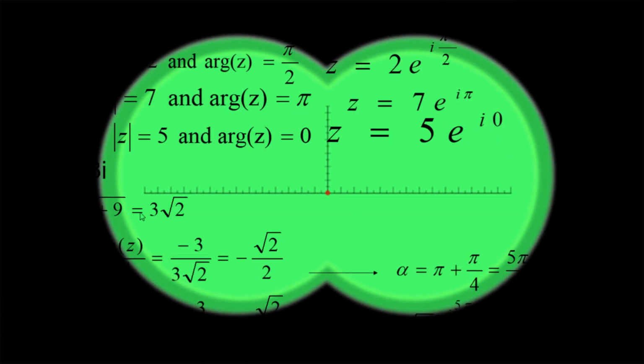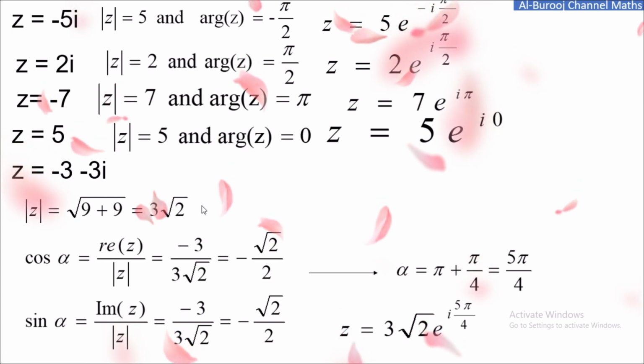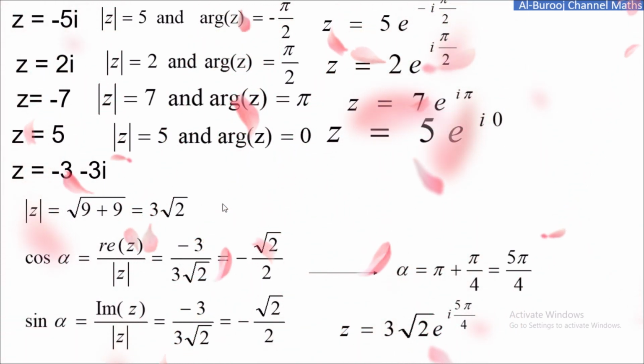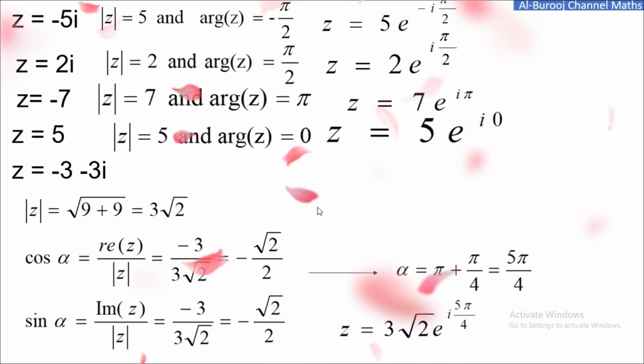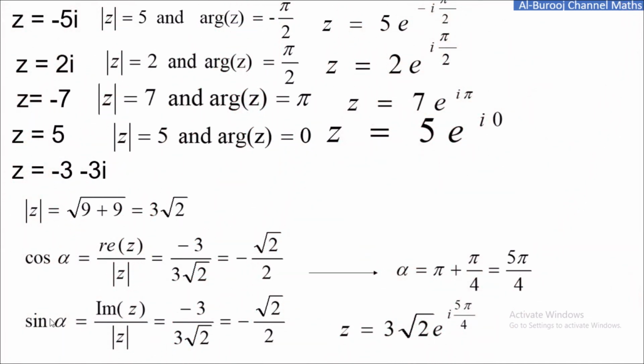We can take 3 radical 2 as a common factor. We got 3 radical 2 times minus radical 2 over 2 minus radical 2 over 2. So to get rid of the minus in cosine and sine, we use pi plus alpha, and 3 radical 2 as common factor. Minus radical 2 over 2 is cosine of pi plus pi by 4, plus i sine of pi plus pi by 4. Directly, without calculating cosine alpha and sine alpha.